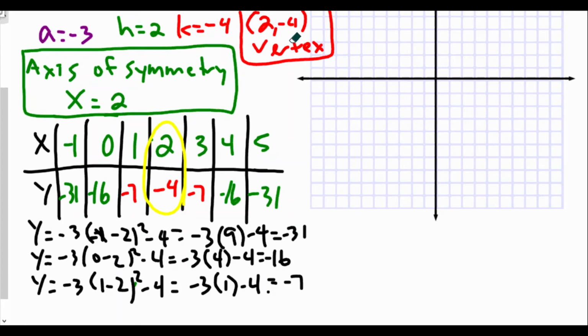So it looks like the values we can definitely graph on our graph, we'll begin with 2 comma neg 4. So x equals 2, y equals neg 4. So we'll plot this point here. Okay. And then when x equals 1, y equals neg 7. 4, 5, 6, 7. And when x equals 3, y equals neg 7.